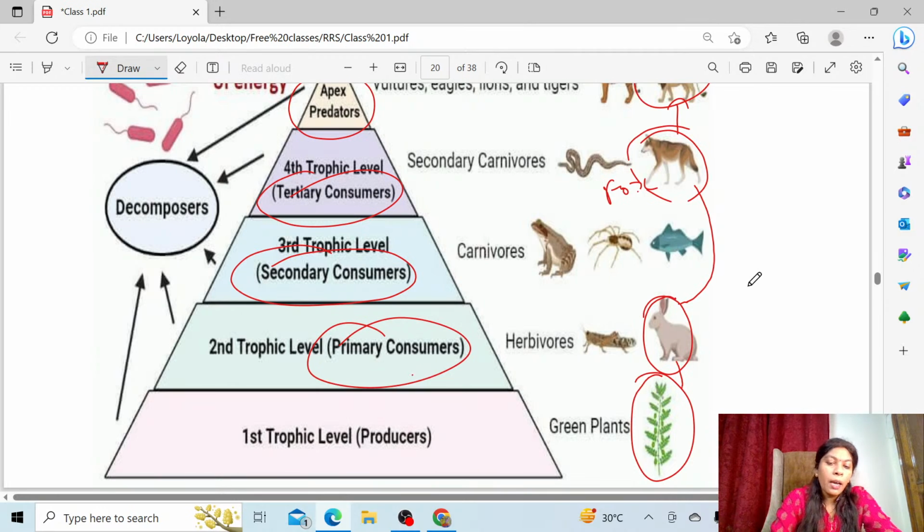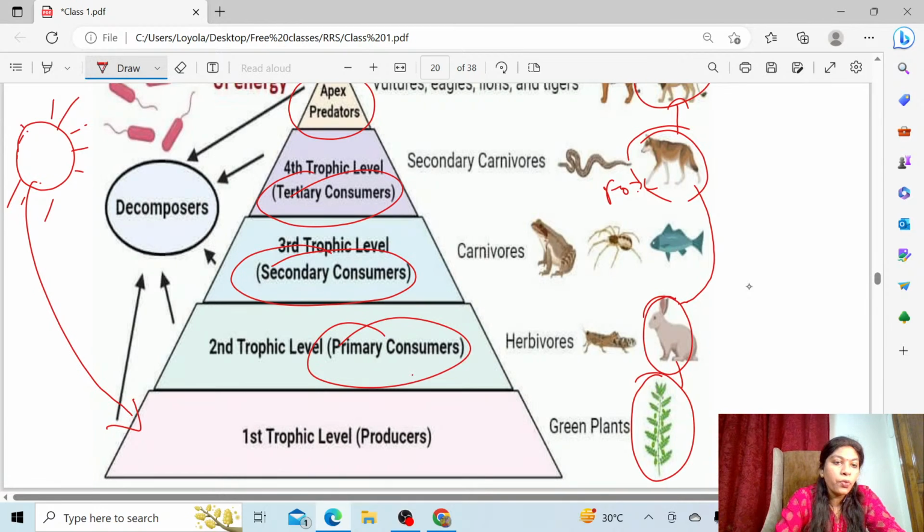Yes. What happens? This is the trophic levels or energy flow. Here there is a sun. These plants, no, the producers. Producers will make use of the sun to prepare the food. They will take energy from the sun. Now they have ample energy in them.